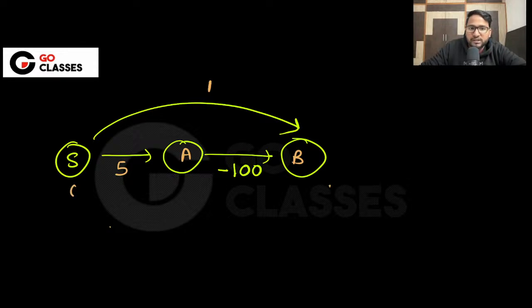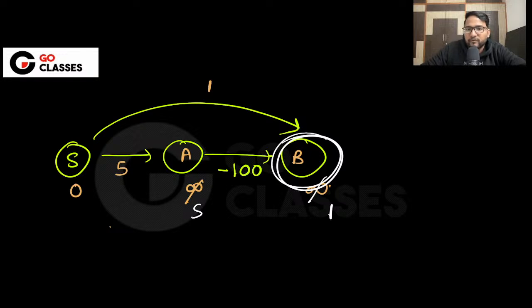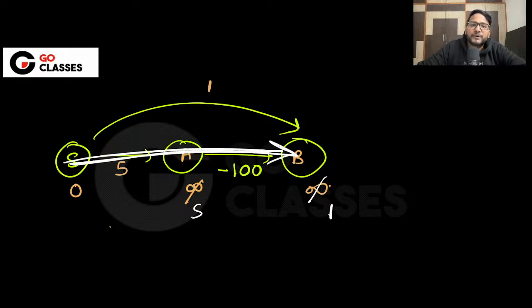So this is 0 initially, this is infinity, this is infinity. Dijkstra will say this is 5, you relax all the outgoing edges, this is 5, and this is 1. So Dijkstra will say this is now final because among 5 and 1, 1 is minimum. Now you relax all the outgoing edges, there is no outgoing edge, and now you say 5 is final. So Dijkstra will give you 1 and 5. Is this correct? Tell me. No, right? Because the shortest path from here to here is basically minus 95 or something. This one is not correct, but Dijkstra is giving you 1.